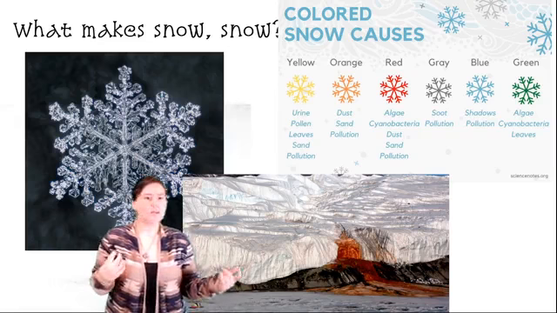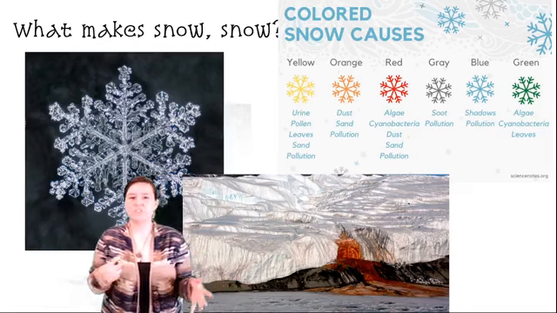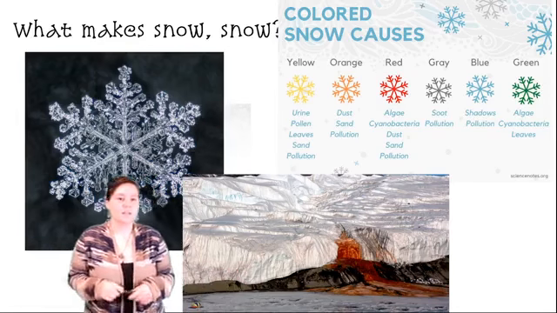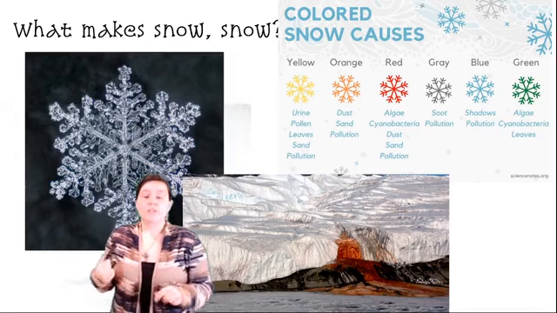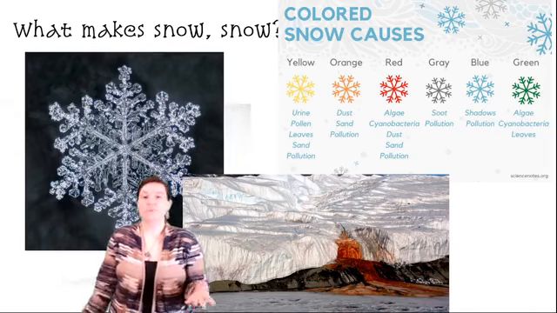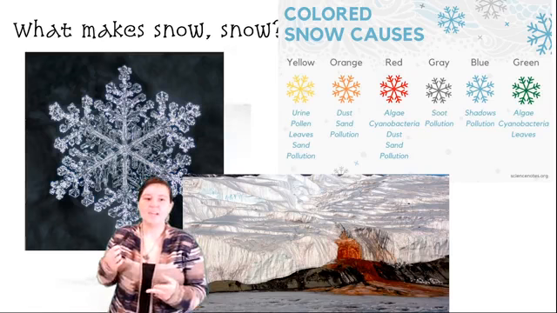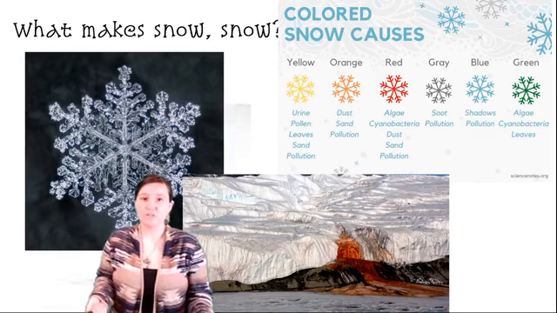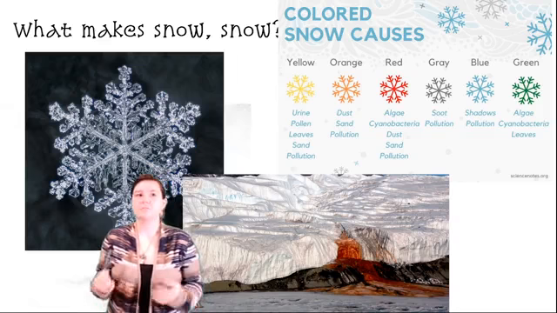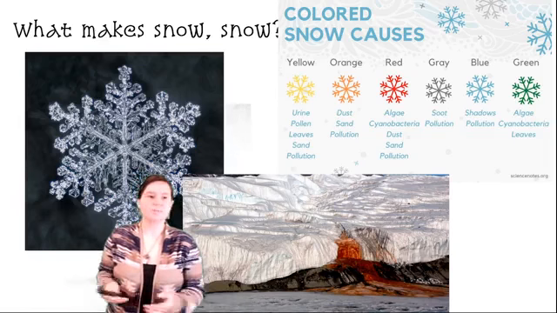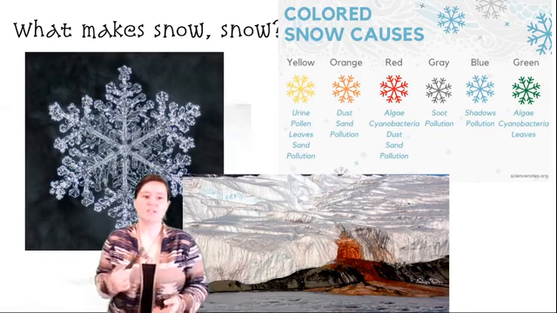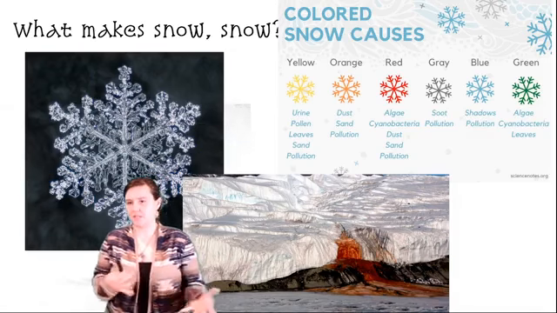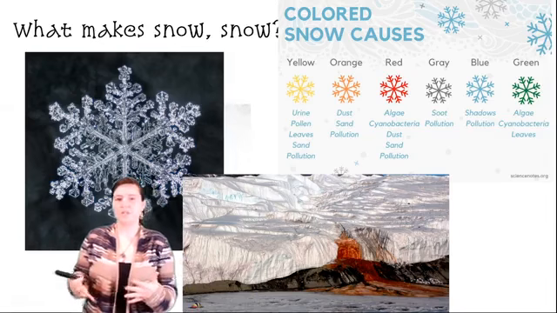Gray snow, I think a lot of people know it can come from soot and things like from fires or stuff like that. Snow can look blue, which is my favorite color, when there are shadows on the snow. So a lot of times when you see blue snow, that's because of the shadows. And snow can turn green too because of algae and things, the same things that make it turn red, the cyanobacteria.